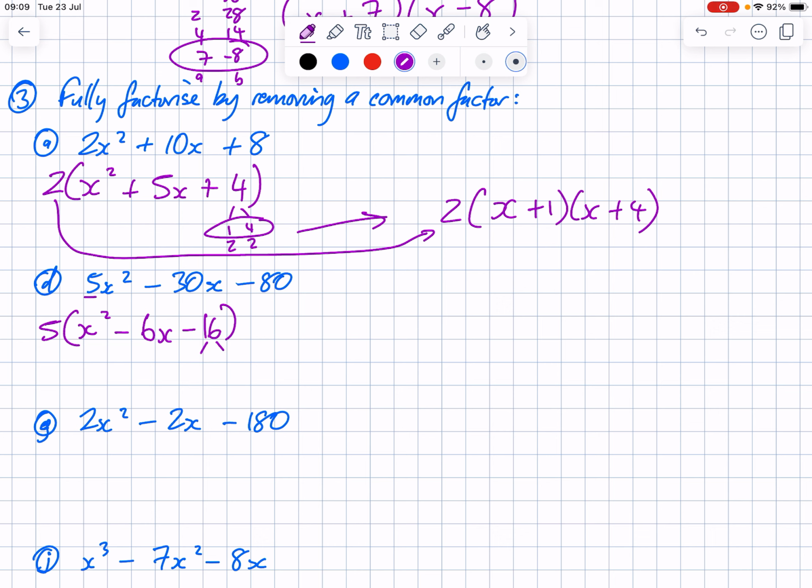Factorize this bracket with sum and product. The factors of 16 are 1 and 16, 2 and 8, 4 and 4. The only way I'm going to get negative 6 would be to take 8. So that's the factorization here. In the brackets, it's going to be x plus 2, x take 8. And please don't forget that that 5 was removed as a factor, so that has to stay there.